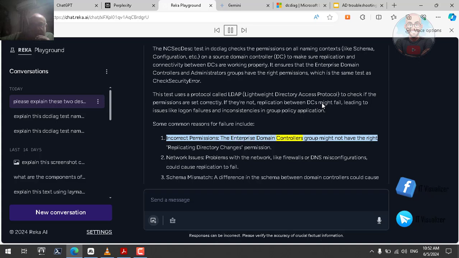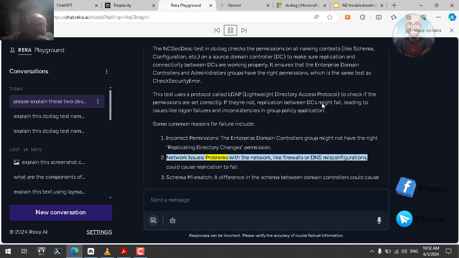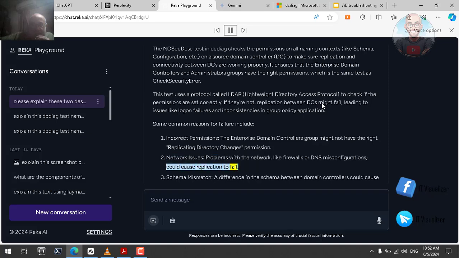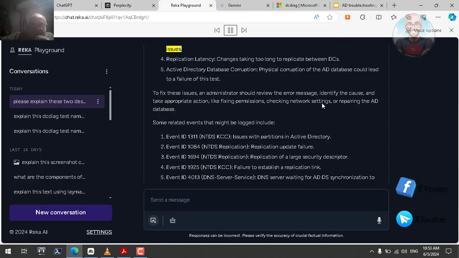The enterprise domain controllers group might not have the right replicating directory changes permission. Network issues: problems with the network, like firewalls or DNS misconfigurations, could cause replication to fail. Schema mismatch: a difference in the schema between domain controllers could cause issues. Replication latency: changes taking too long to replicate between DCs. Active Directory database corruption: physical corruption of the AD database could lead to a failure of this test. To fix these issues, an administrator should review the error message, identify the cause, and take appropriate action, like fixing permissions, checking network settings, or repairing the AD database.